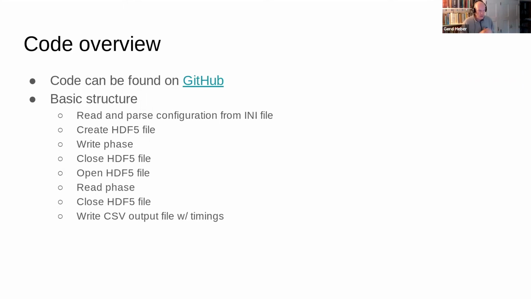Then we create the HDF5 file. There's a write phase during which we create the data sets. We close the HDF5 file, reopen it, read it back, close the HDF5 file, and then we write a CSV output file with the timings, where we measure how much time it takes to create the data sets, how much time it takes to write these data sets, and how much time it takes to read. And that's it. And it's CSV because then you can easily concatenate all of them, put them in a spreadsheet, and produce some hopefully interesting graphs.